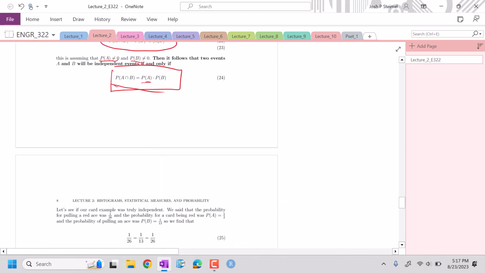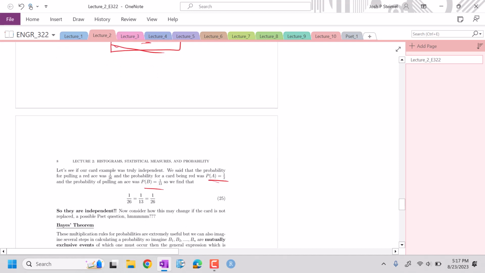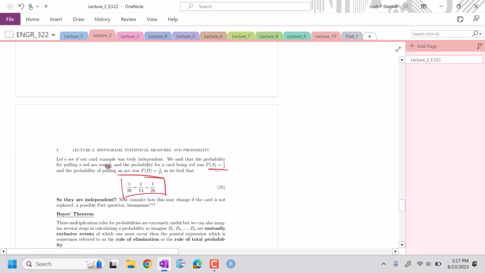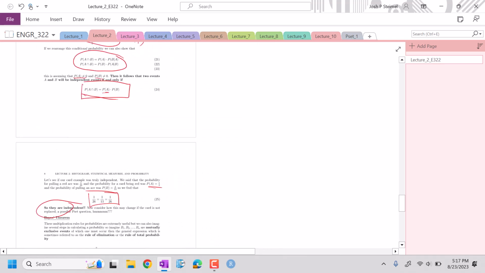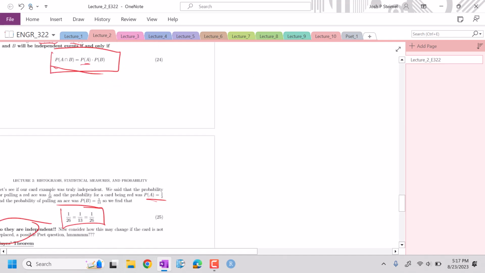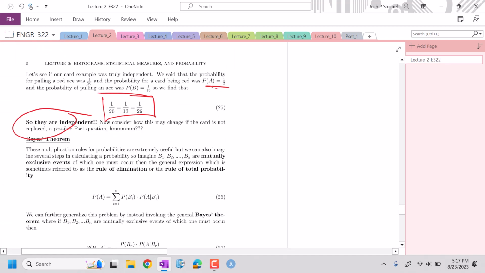The probability that it's red is 1/2. The probability that it was an ace is 1/13. We could find that the intersection was equal to 1/26. And we see that we have an equality, and therefore they must be independent events. So we can confirm and prove that A and B are truly independent. That may change if you don't replace the card, but we'll come to that in the next session. So see you in the next video.